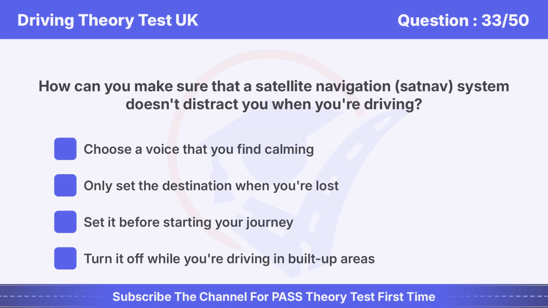Question 33. How can you make sure that a satellite navigation, sat-nav system doesn't distract you when you're driving? Answer is C. Set it before starting your journey.